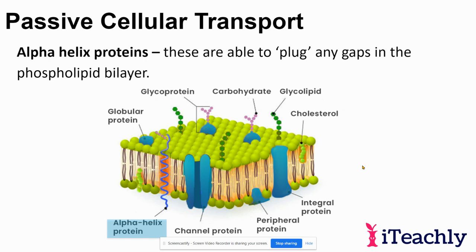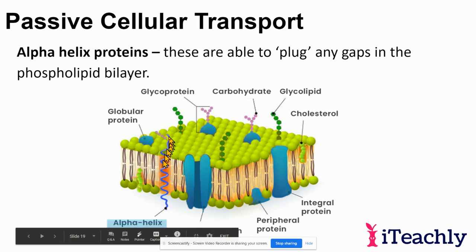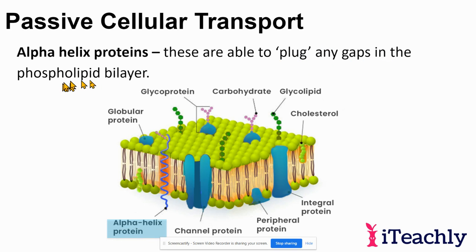These alpha helix proteins, so this is a protein that is folded, basically plug gaps in the phospholipid bilayer. So the bilayer is very flexible, but it does get gaps, and that also depends on what kind of cell it is.